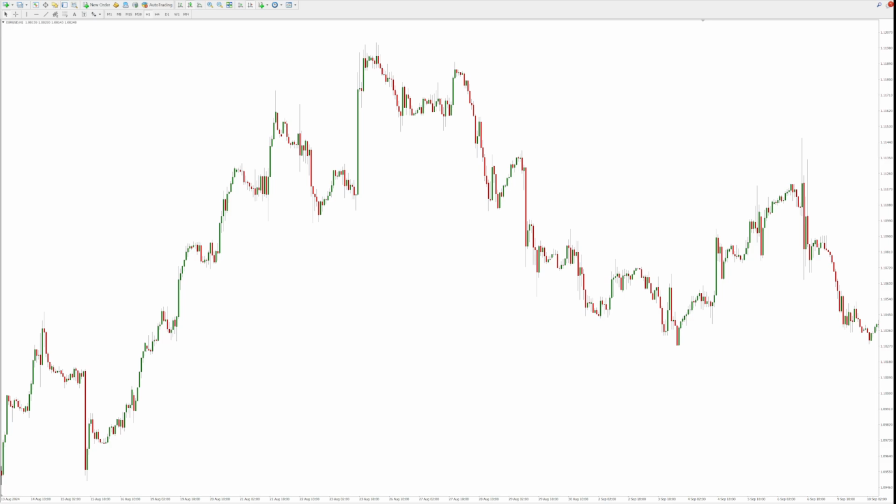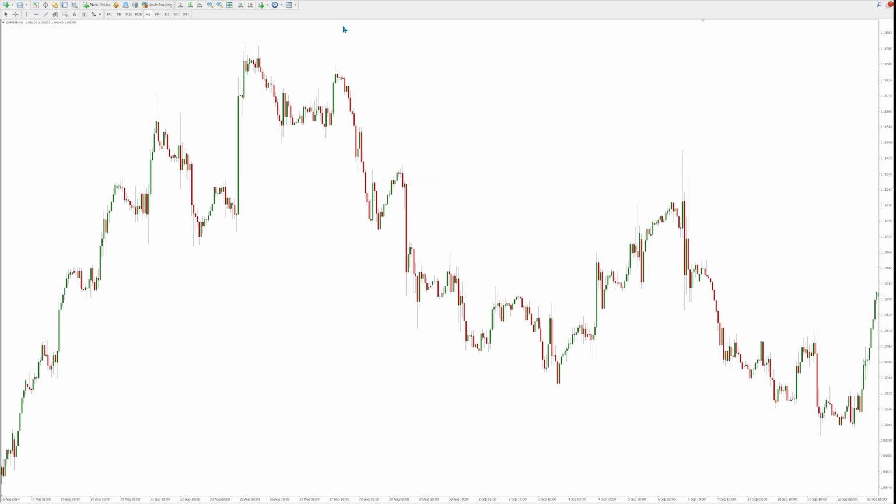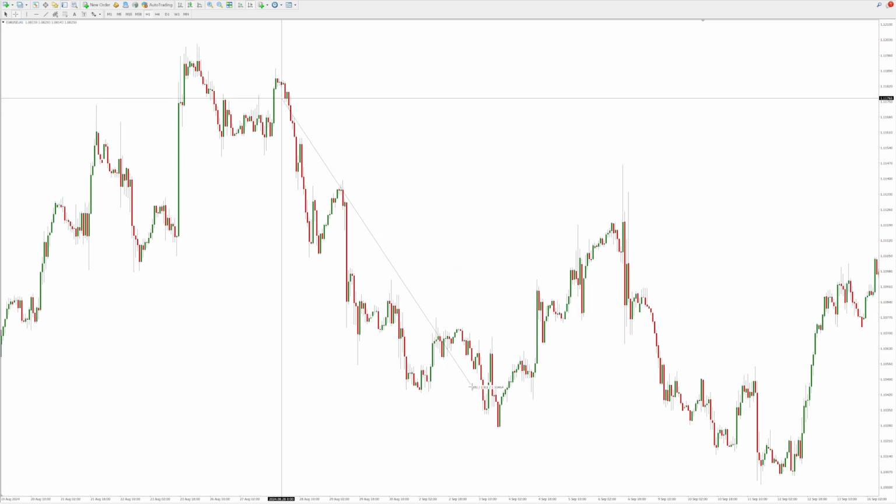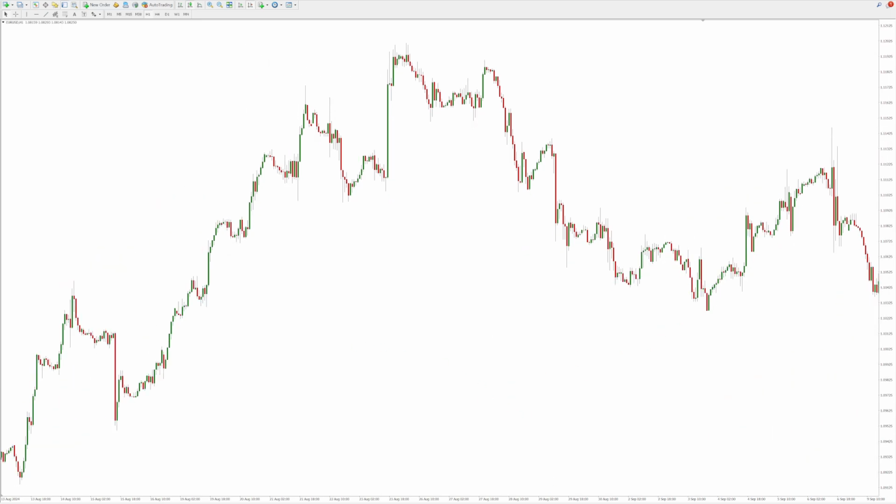Hi traders, in this video we're going to be looking at the bump and run reversal candlestick pattern. This is a very powerful candlestick pattern that can help you catch moves such as this one for over 150 pips. It's a relatively easy pattern to spot on your charts.